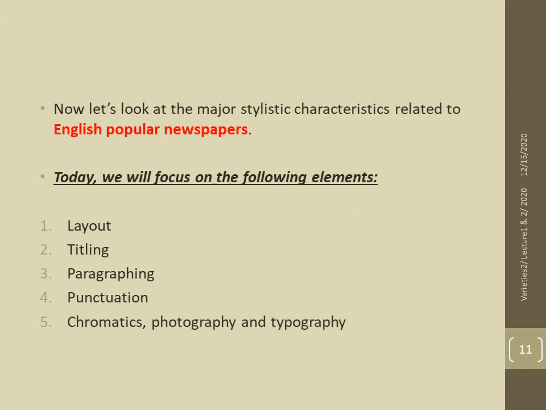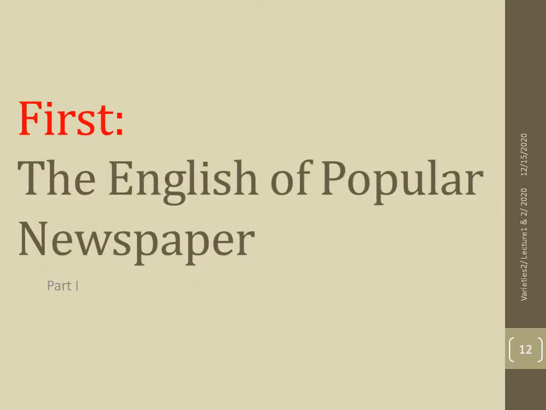Now let's move to look at the major stylistic characteristics related to English popular newspapers. In fact, we will be limiting our analysis today to the following elements. First, layout, titling, paragraphing, punctuation, chromatics, photography, and typography. So before we start, please go to page 75. You have figure 1. In figure 1 you have a picture of a front page of the Daily Mirror. Please observe it, look at it.